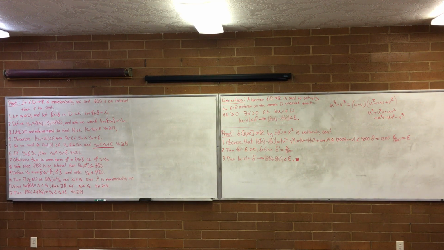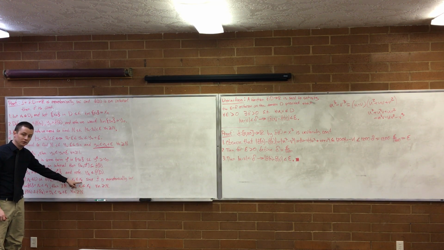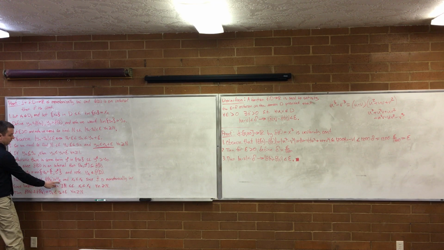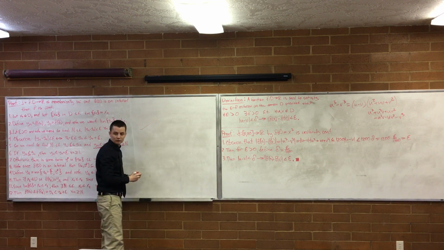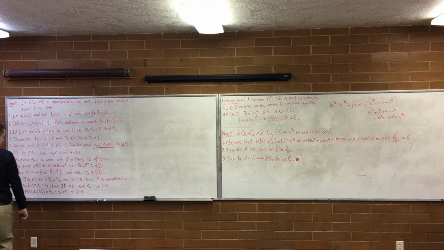Since it's in the image, there has to be some x epsilon that maps to it. And x naught is less than x epsilon, since this function is monotonically increasing. Since y epsilon is bigger than y naught, x epsilon has to be bigger than x naught, because the function is monotonically increasing.